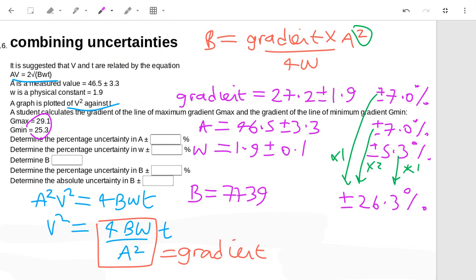And then I can do 26.3% of my 7,739, and that gives me an absolute uncertainty of 2,035.